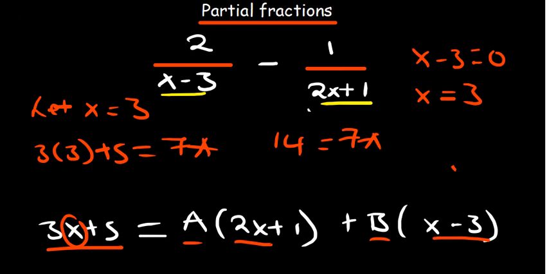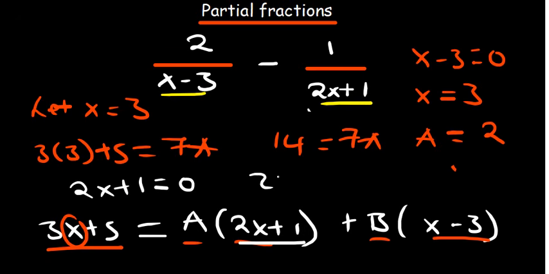So our value of a has been found to be what? Has been found to be a 2. Then we can also equally find our value of b by coming up with something that will eliminate the a there. So you equate the 2x plus 1 to a 0. So 2x plus 1 is equal to 0. So 2x is equal to negative 1. So x is negative 1 over 2. So we can work with x being equal to negative 1 over 2.